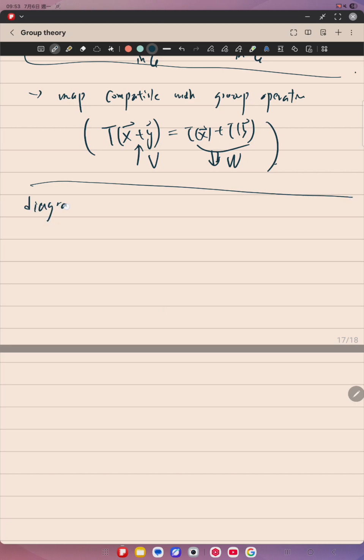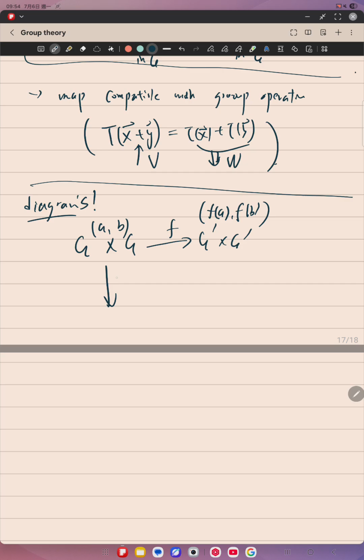One can use this idea called diagrams. If you take G, there's a product G times G, so its element is (a, b) in G times G. You can map into G prime by this f, by just f of a, f of b. Now, going the other way, I can just use the multiplication map. So this is G times G, and this is (a, b). This is ab, and this is f. So this is G prime by f of ab. Now this map is also a composition: f(a), f(b), then the product in G prime.